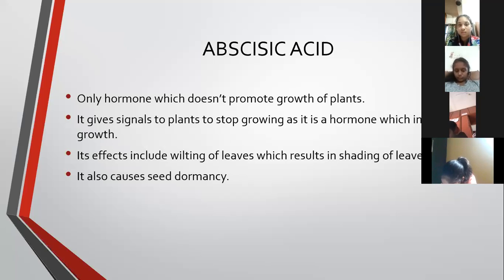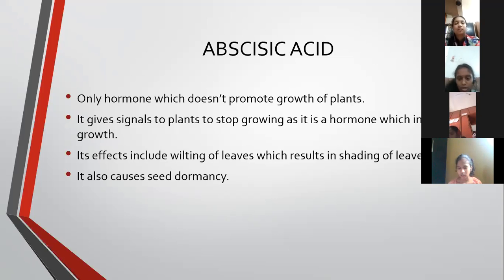I'm again repeating. The first function, it inhibits growth. That means it doesn't promote the growth of the plant. The second one, it results in wilting of the leaf. The third one is it causes seed dormancy. I want Vaishnavi to repeat the three functions of abscisic acid.